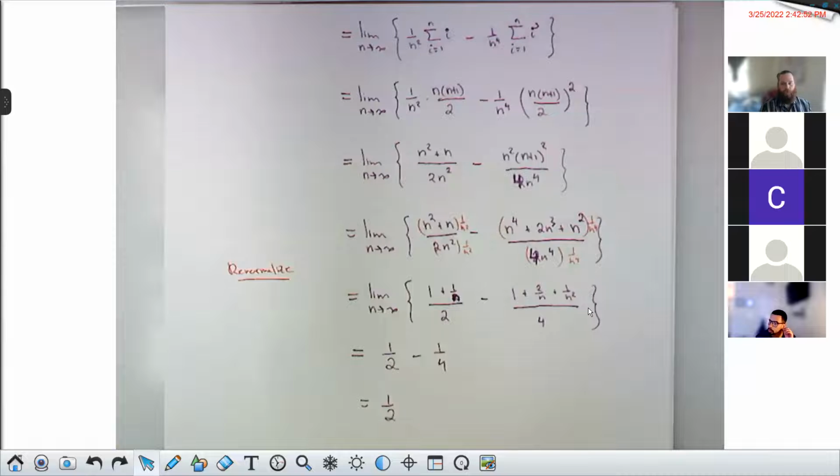So in each of those expressions, I divide top and bottom by the fastest growing term. N to the 4 divided by n to the 4 is 1. 2n cubed divided by n to the 4 is 2 over n. And n squared over n to the 4 is 1 over n squared. Okay, I see. Thank you.